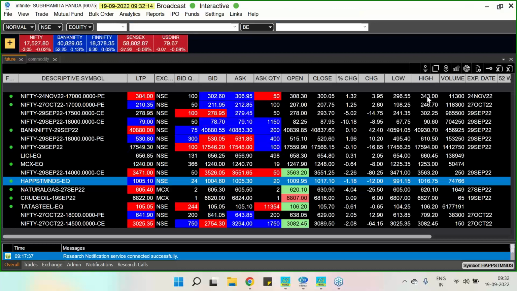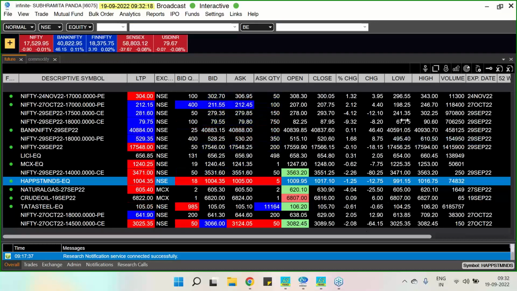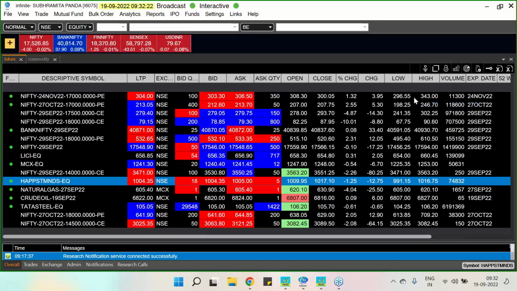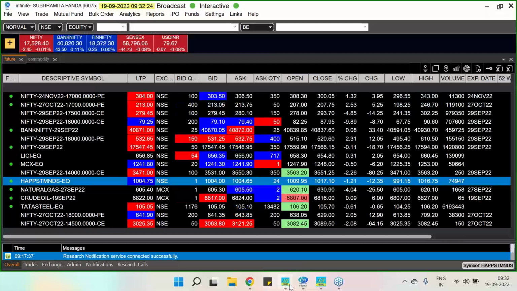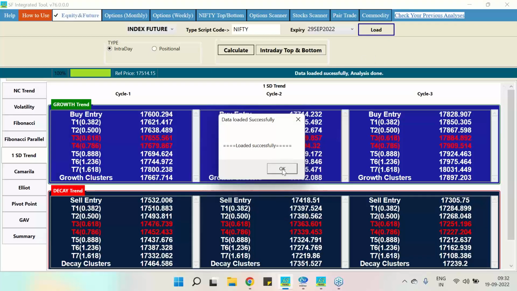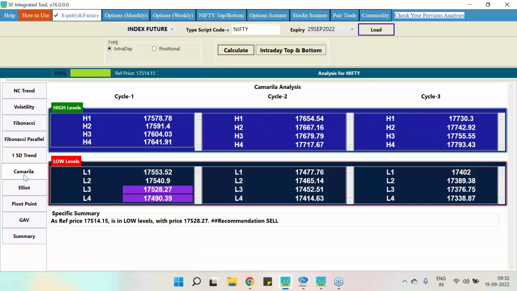Now we'll be going for the Camarilla system of trading. Camarilla is like your pivot, with specific equations. The theory of Camarilla you can download from the web. However, we have made specific changes in the Camarilla.